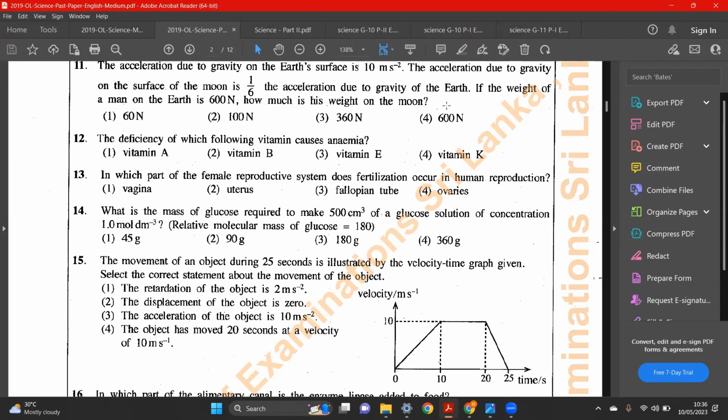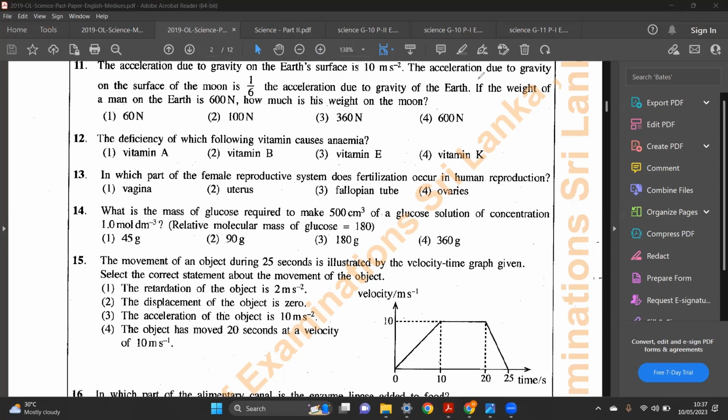13th one, in which part of the female reproductive system does fertilization occur? Fertilization always occurs in the fallopian tube or the oviduct. So we know when it comes to the female reproductive system, the egg is released from the ovary into the fallopian tube, and then the egg will continue its journey all the way to the uterus. Along the way, if the sperm manages to meet the egg, they will undergo fertilization. This will happen in the fallopian tube, not anywhere else. Okay, so that is option 3.